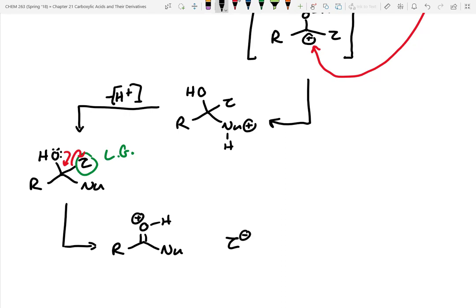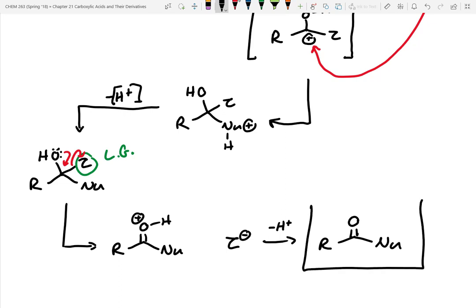Kick off Z as your leaving group, and then last but not least, you can deprotonate your final product to get your final product as a neutral product. Does that make sense? So this general scheme can be used for a wide variety of reactions.